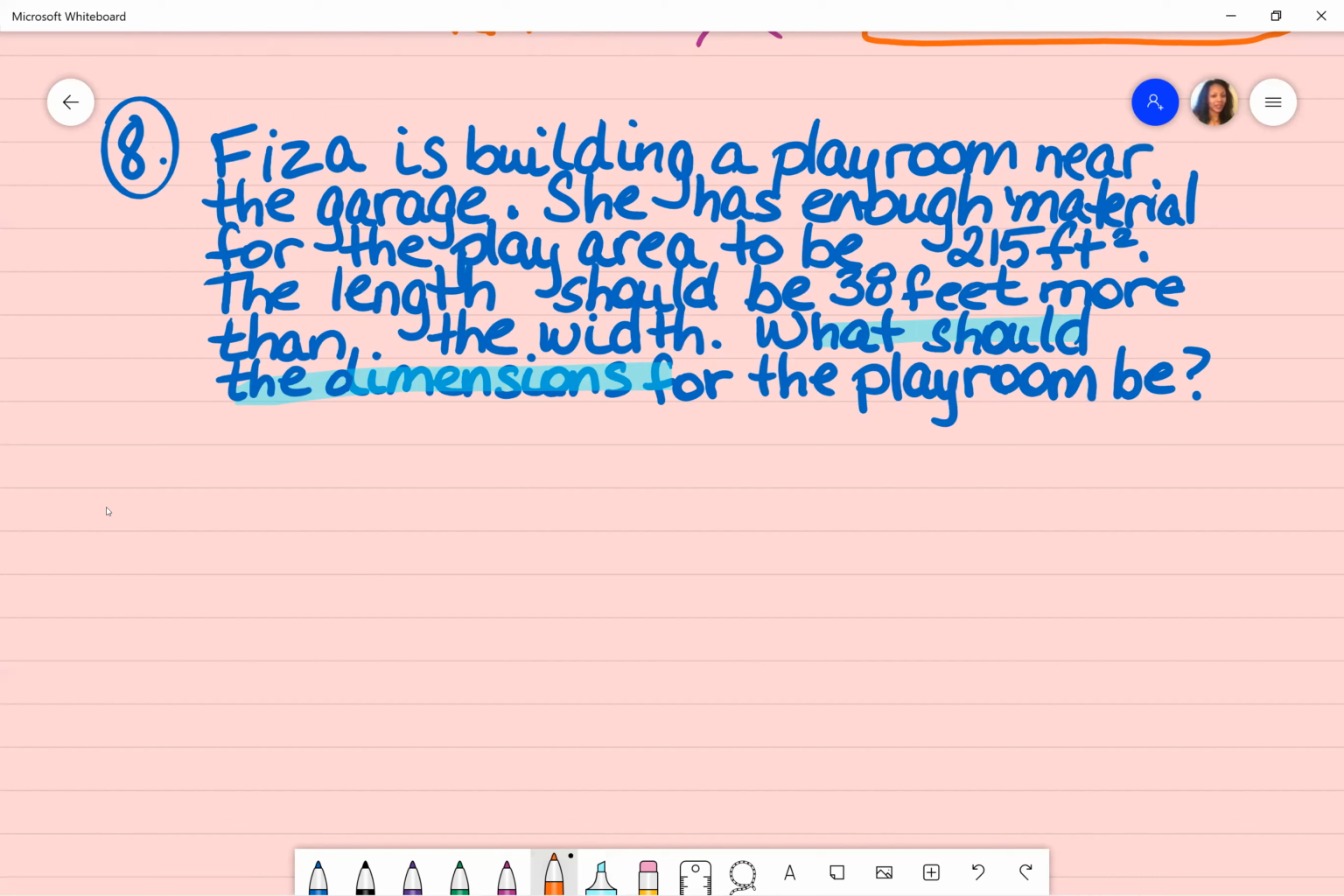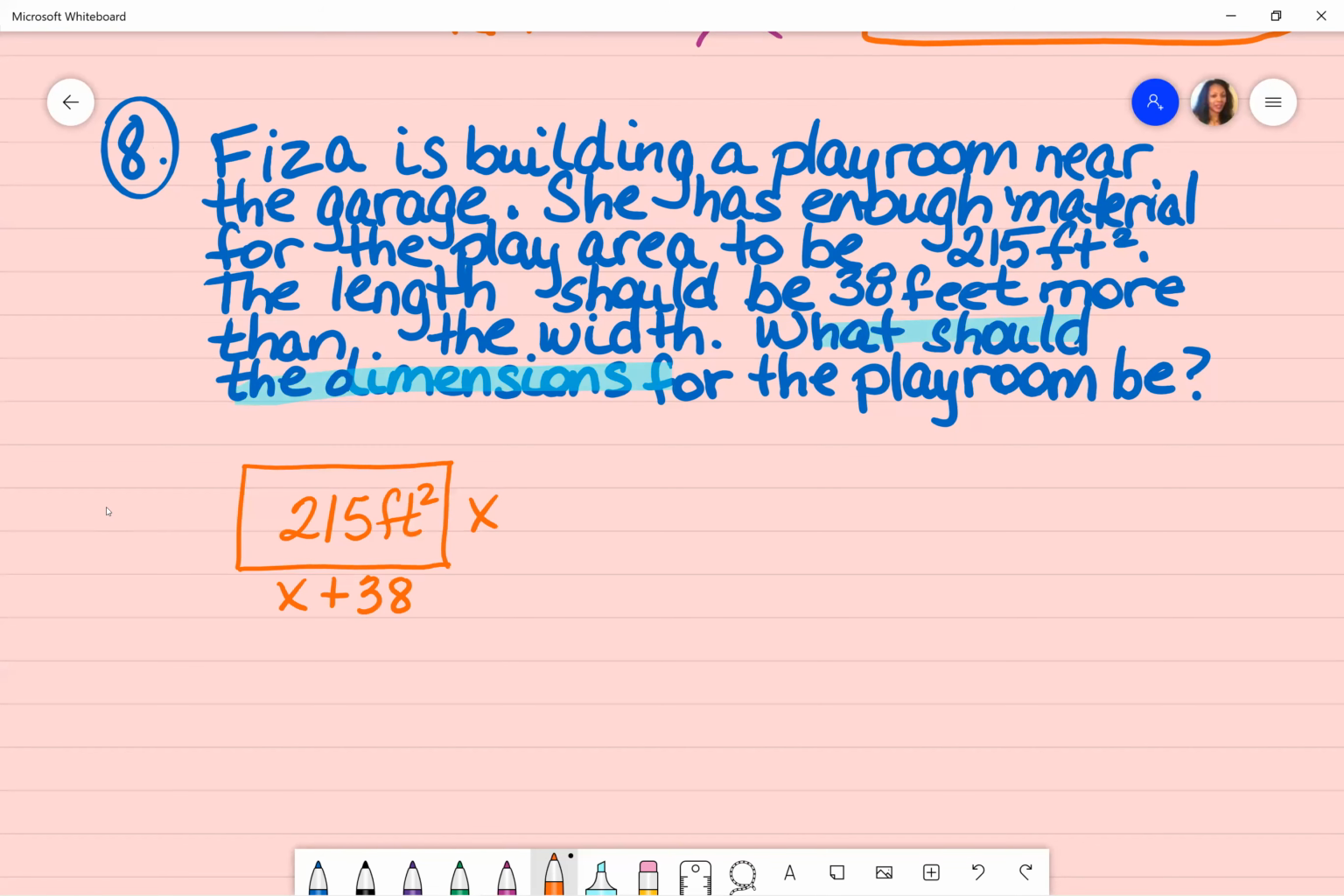So we're going to say her playroom is in the shape of a rectangle. What we know is that the area is 215 square feet. Area is always measured in square units. I also know that the length should be 38 feet more than the width. Well, what's the width? We don't know. So we're going to just say X. But we do know that the length should be 38 feet more.